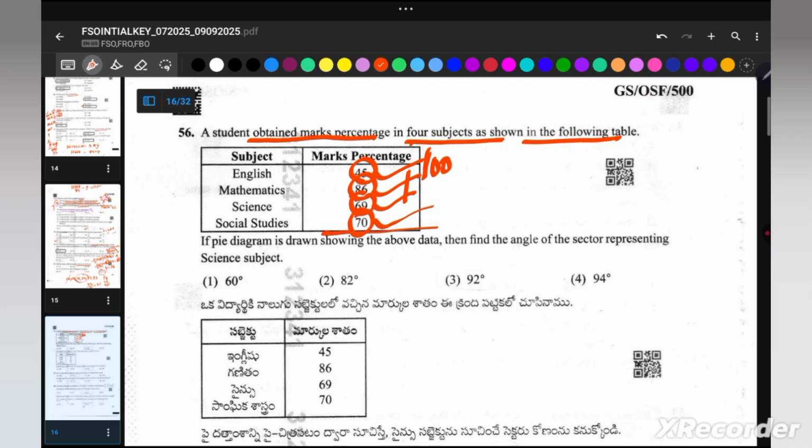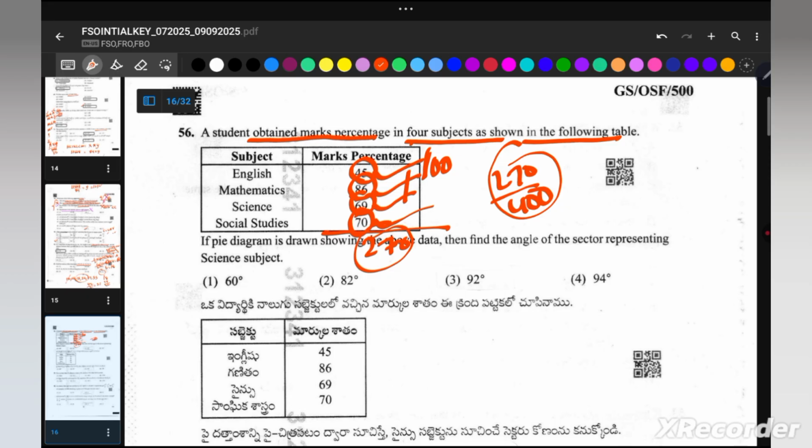Total how many marks did they get? If you calculate 45 plus 86 plus 69 plus 70, calculate fast. It is equal to 270. Okay, so out of 400, he got 270 marks.